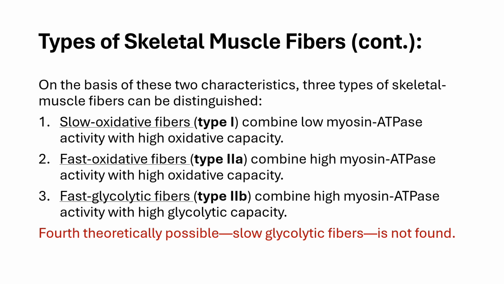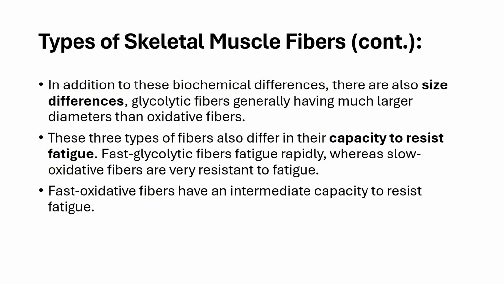In addition to the biochemical differences we have discussed, skeletal muscle fibers also vary in their size and capacity to resist fatigue, which further makes them different in their functional roles. Number one is the size difference. Glycolytic fibers generally have larger diameters compared to the oxidative fibers. The larger size of glycolytic fibers allows them to produce greater force. It makes them more suited for short bursts of intense activity. However, this comes at the cost of endurance.